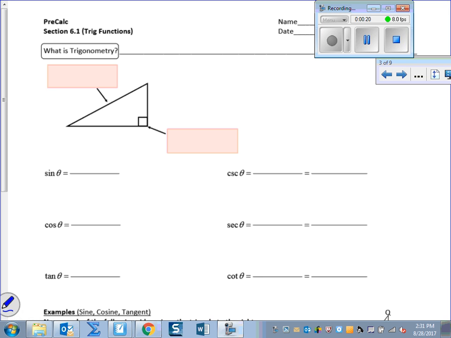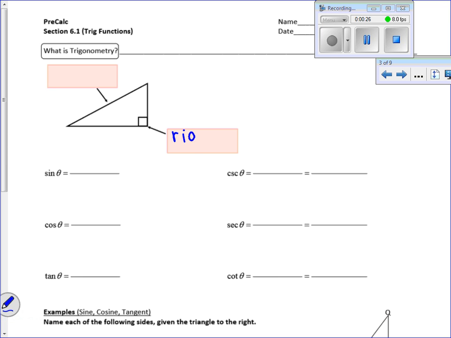Okay, so in this right triangle, what is that little boxy dude? 90 degrees. He's 90 degrees. He is the right angle. That means 90 degrees angle, if you forgot from geometry. Are we good so far? What is that other pink box across from the right angle? That is called your hypotenuse.